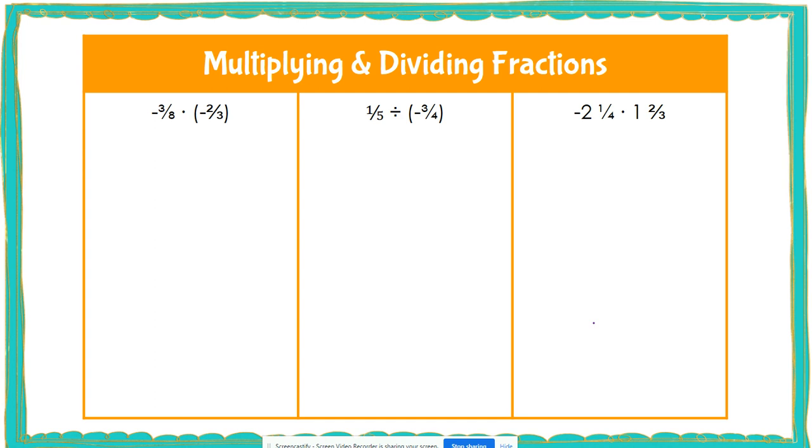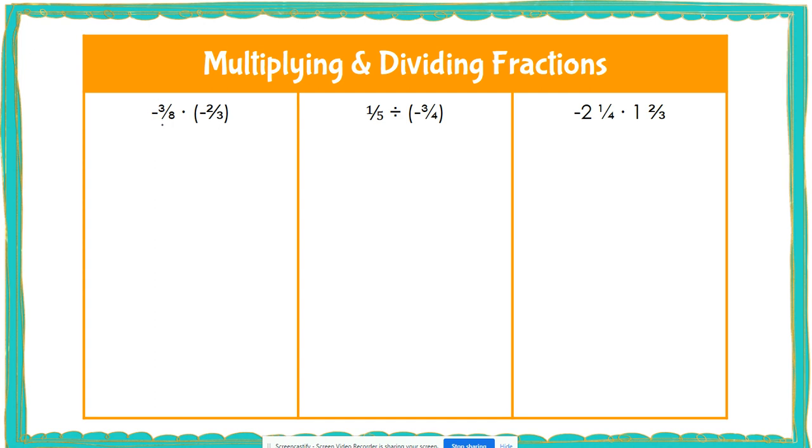Now let's multiply and divide with fractions. Just like with other rational numbers, we multiply or divide the absolute values just like normal. And then when we're finished, all that we have to do is simplify our fraction and figure out whether it's going to be positive or negative.